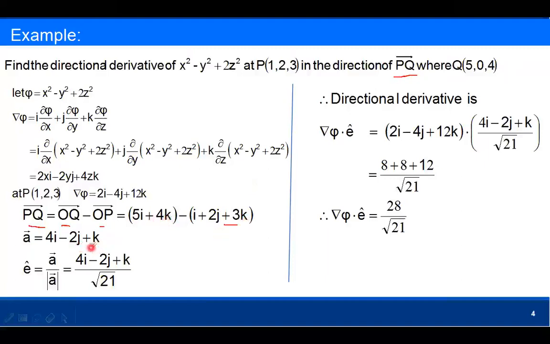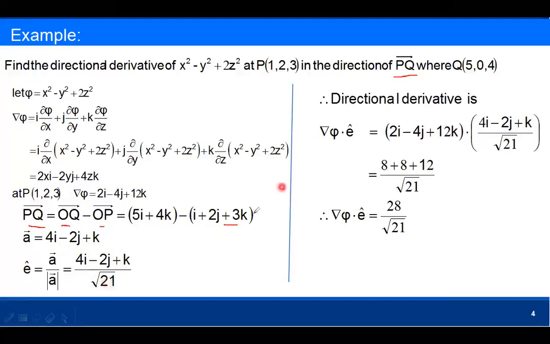Now you consider this is a bar. So now find the unit vector. Unit vector equals vector a upon magnitude of the vector a. So that is 4i minus 2j plus k upon root of 4 square plus minus 2 whole square plus 1 square, that is 16 plus 4 plus 1, that is root 21.